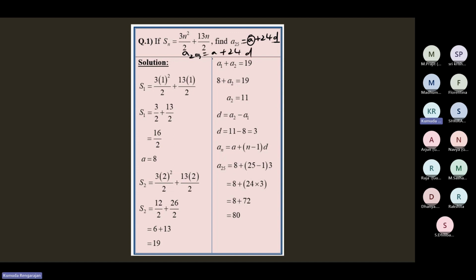And to find the 25th term, you need the value of A and the value of D. So here we have the value of A and then the value of D here. So substitute in the formula and find A25, which is 80. An, this is a general formula. An is A plus N minus 1 into D. If you want to find A25, that is N is 25. So it will be A plus 25 minus 1 into D. This is A, this is D, and N is 25 because you want to find A25.